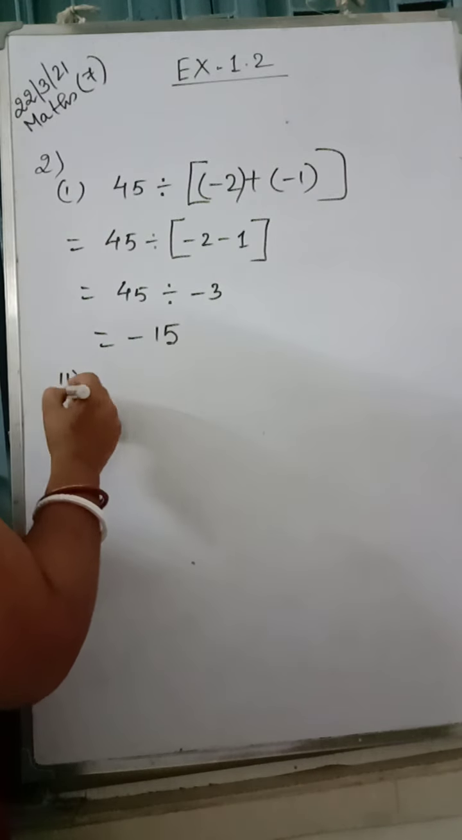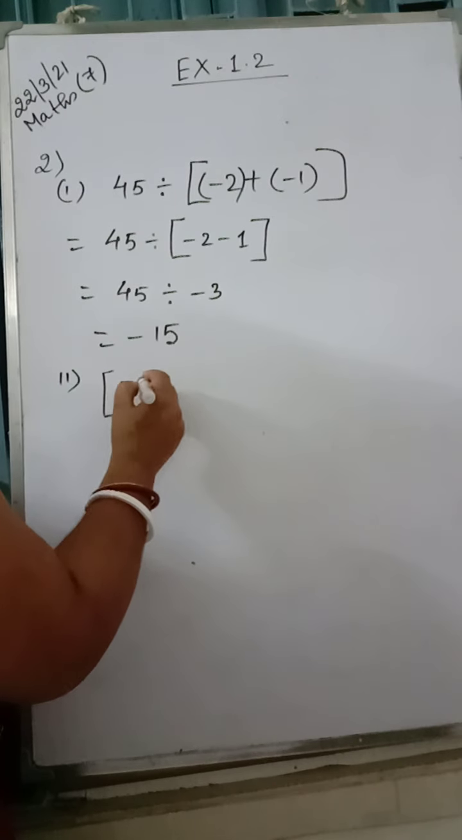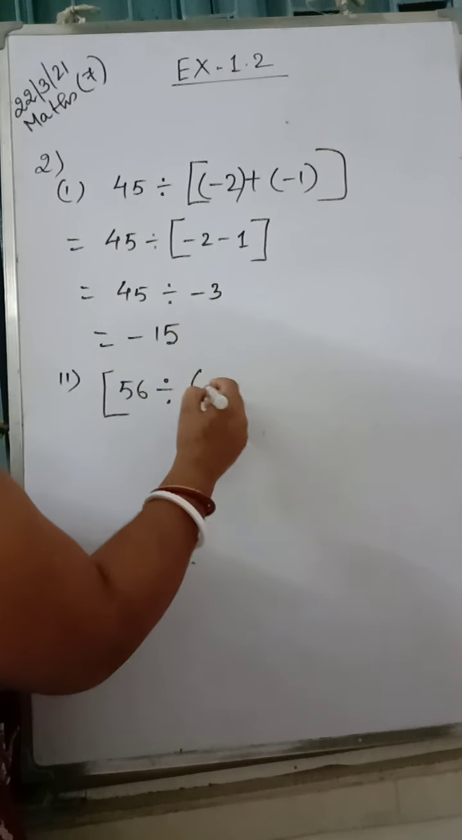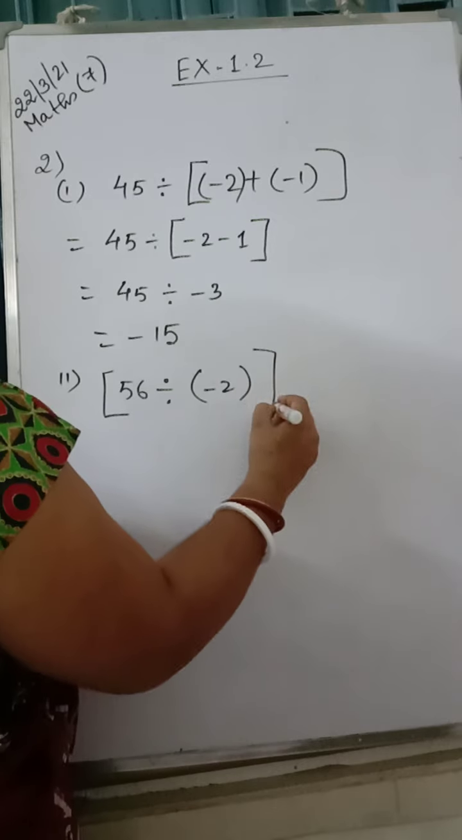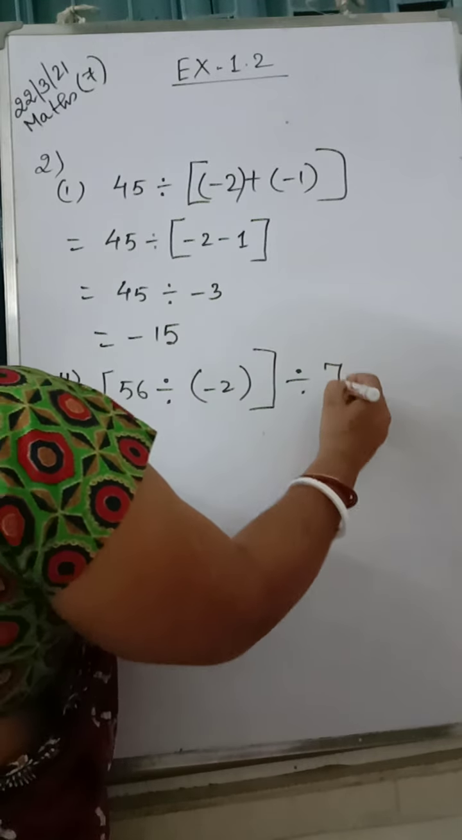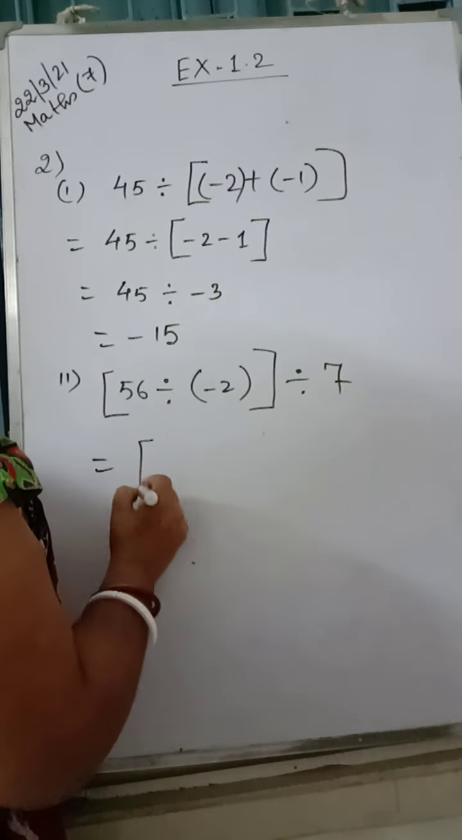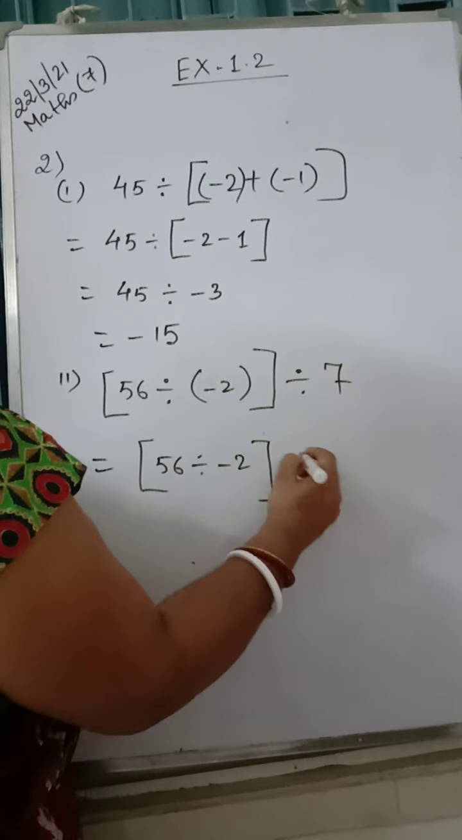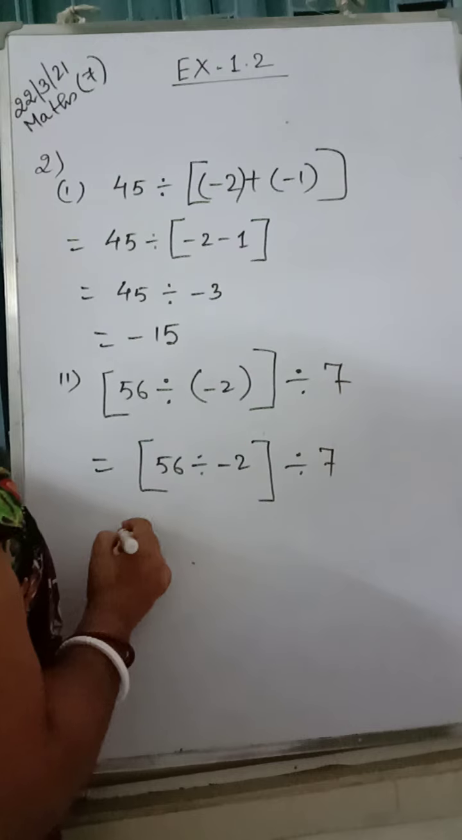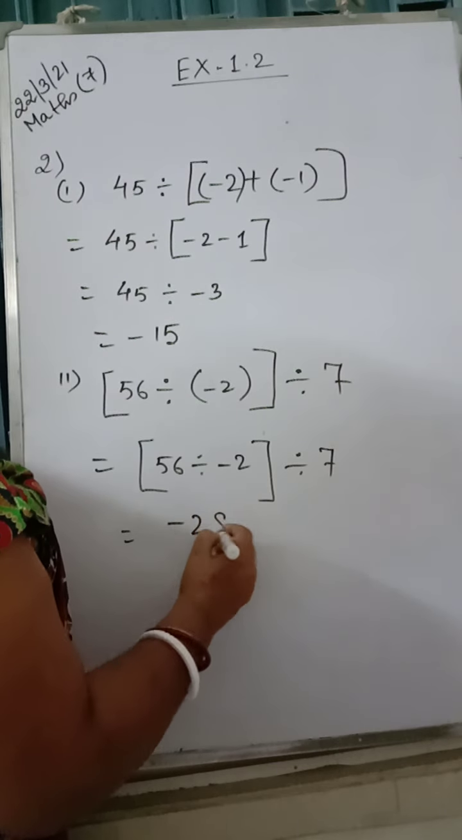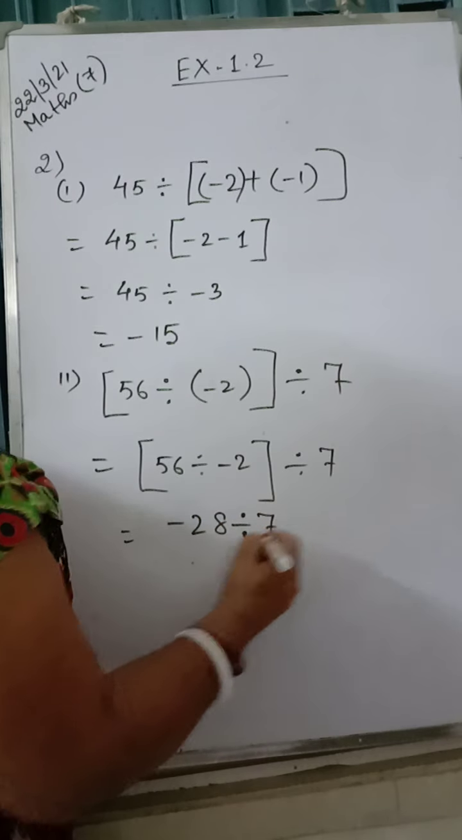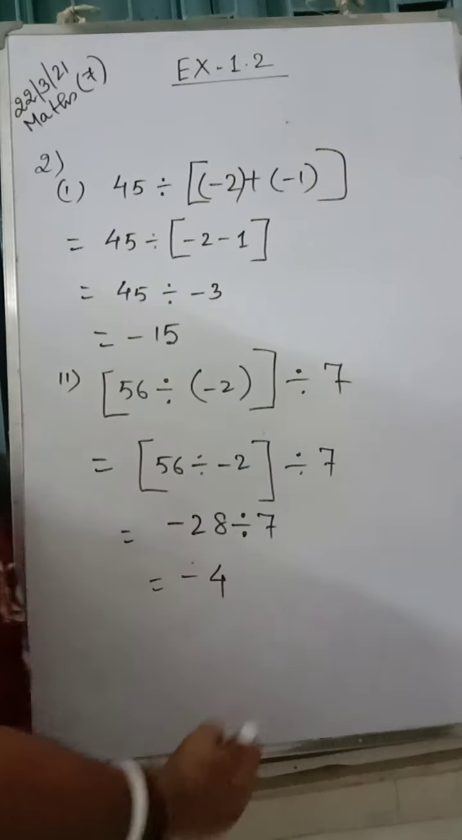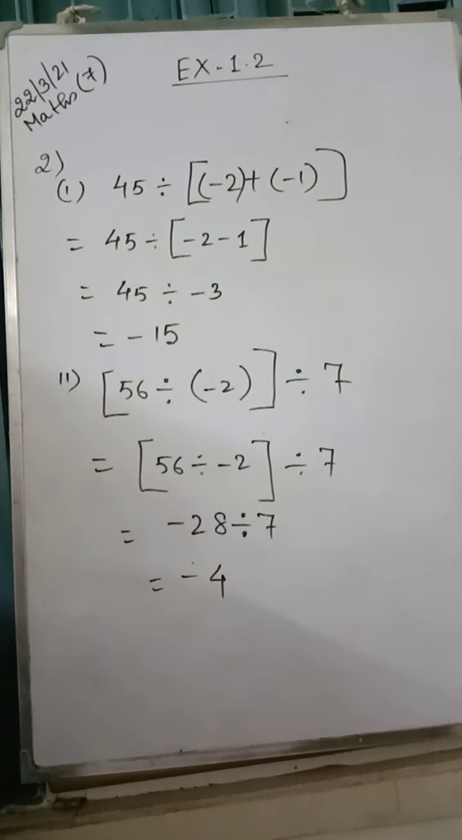You see number 2, it is given 56 divided by minus 2 divided by 7. So we'll write 56 divided by minus 2 gives minus 28, divided by 7, and the answer is minus 4. So in this way we have to solve it.